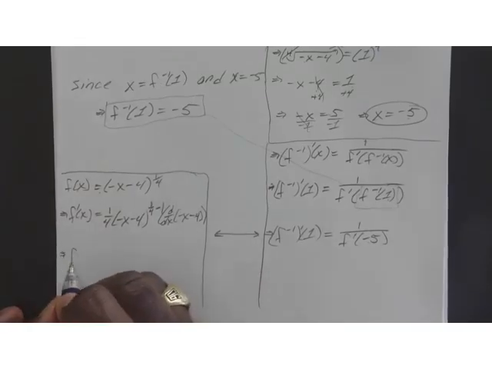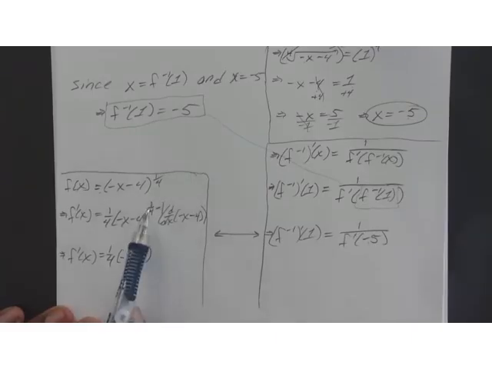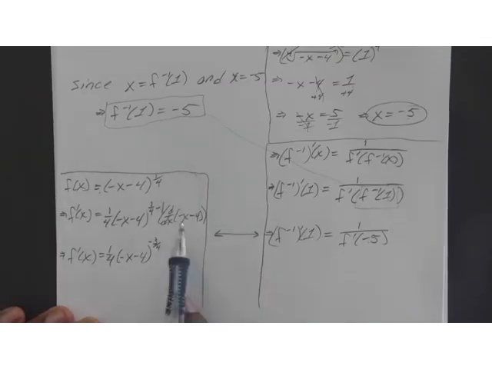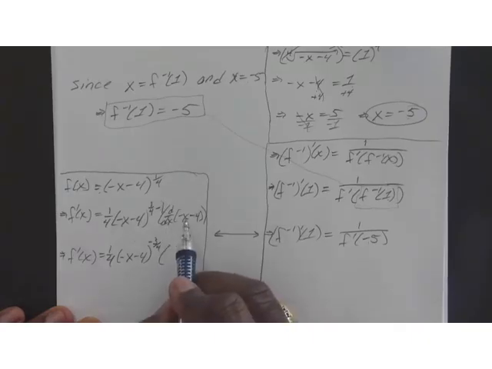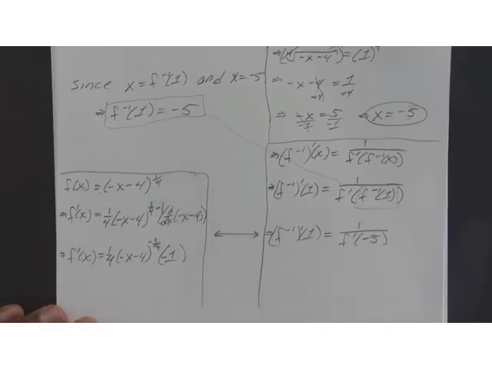Okay, so that gives us f prime of x is equal to 1/4 times negative x minus 4 to the power of 1/4 minus 1. So that's 1/4 minus 4/4, which is negative 3/4, times the derivative of negative x minus 4. So the derivative of negative x, well, the derivative of x is just 1, so negative 1 times 1 is negative 1, minus the derivative of 4. Well, we know the derivative of a constant is always going to be 0, so that's just 0. So we can just drop that one.